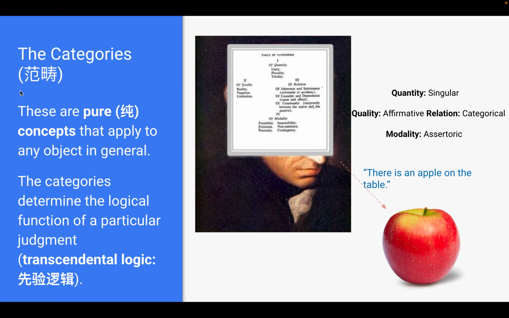These are basically a table of pure concepts that apply to any object in general. So once you have things in terms of space and time, these pure concepts apply to that experience, that experience that's schematized in terms of space and time, and apply some logical judgment to it.